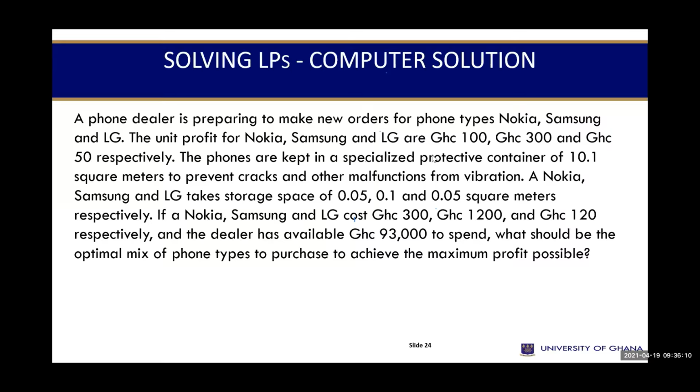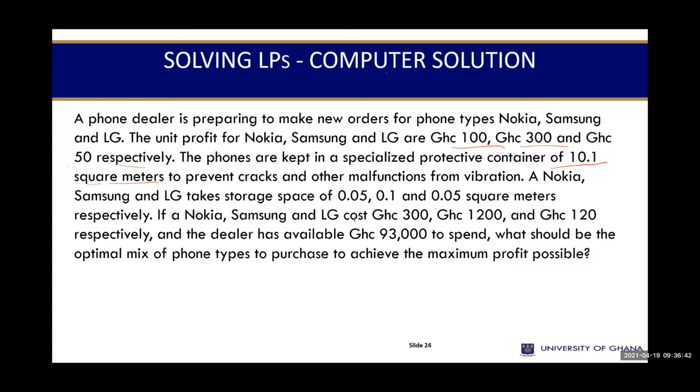Okay, thank you. Solving linear programming. Solving LPs, computer solution. A phone dealer is preparing to make new orders for phone types Nokia, Samsung, and LG. The unit profits for Nokia, Samsung, and LG are 100 Ghana cedis, 300 Ghana cedis, and 50 Ghana cedis respectively. The phones are kept in a specialized protected container of 10.1 square meters to prevent cracks and other malfunctions from vibration.